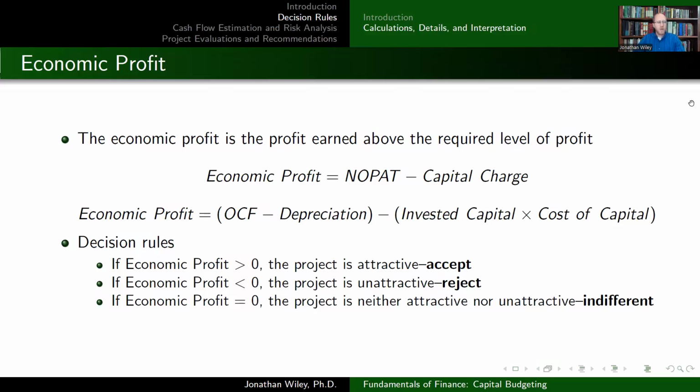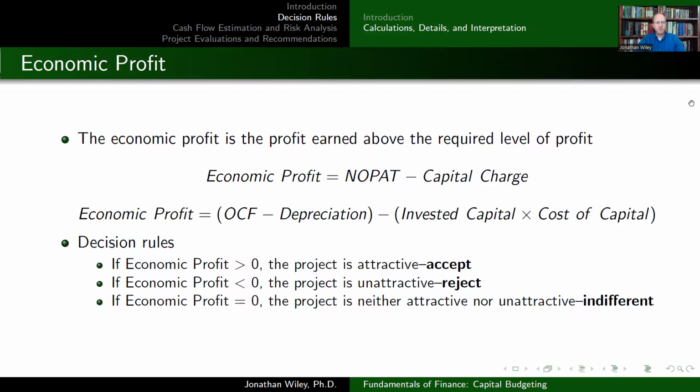In this video, I'm going to talk about the economic profit for capital budgeting projects and analyzing capital budgeting projects using that metric. The economic profit is the profit that's earned above and beyond the required level of profit. So this is looking at perhaps a little bit more of an annualized basis. Perhaps you can look at essentially how much is being earned relative to what needs to be earned on a particular project.